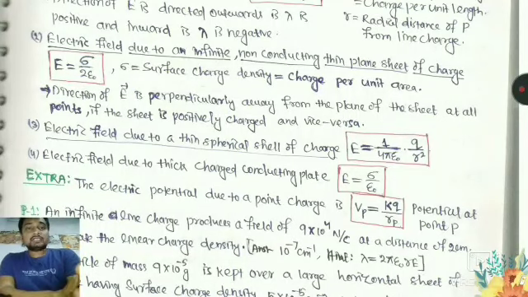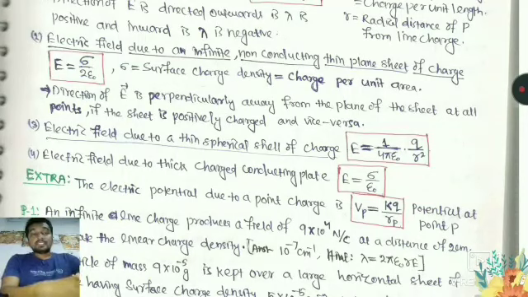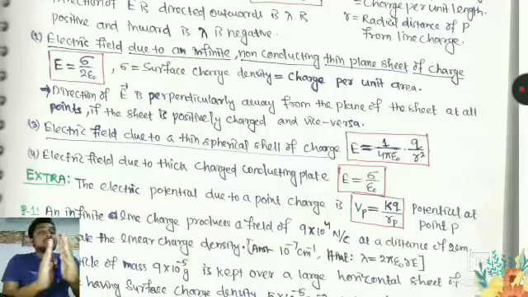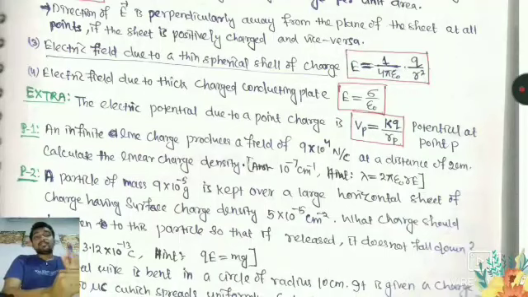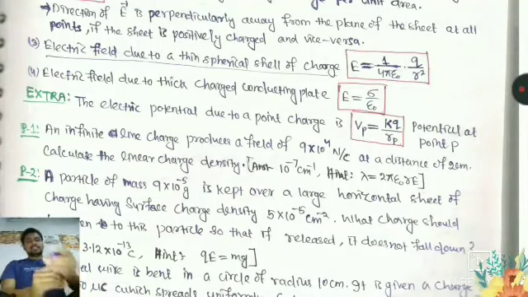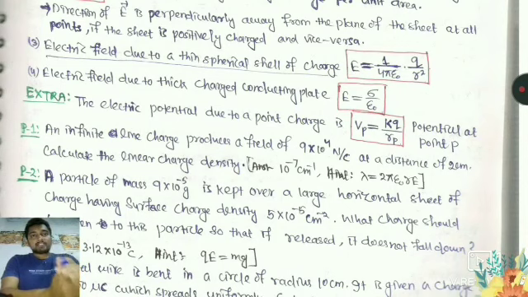Okay, then this is the important formula you have to remember. The electric field due to a thin spherical shell of charge is E equal to 1 by 4 pi epsilon 0 q by r square. The electric field due to a thick charged conducting plate having two sides is equal to sigma by epsilon naught. Okay, and the potential, what is the potential? Electric potential due to a point charge is V equal to kq by r. It is easy to remember, V equal to kq by r.